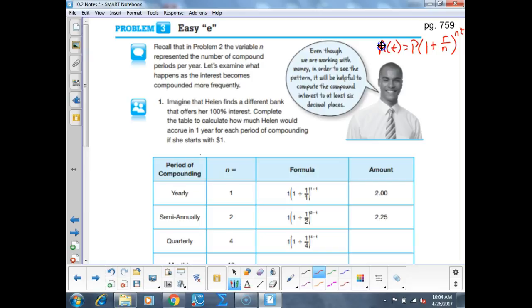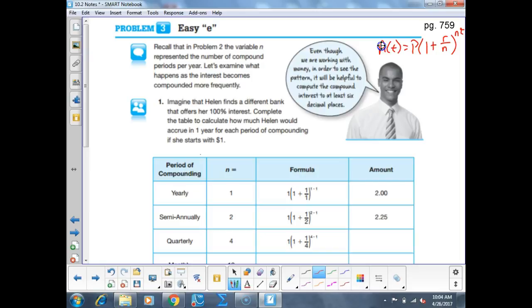So today, Helen found a new bank. She found a bank that offers her 100% interest. The reason this bank is offering her 100% interest is it's easier for us to develop what we need to develop. So she goes to the bank and deposits $1, at 100% interest, and the bank says, well, what do you want us to compound it at? They're that flexible. So she says, well, yearly.